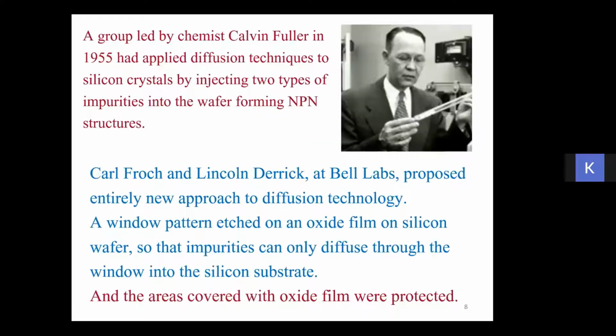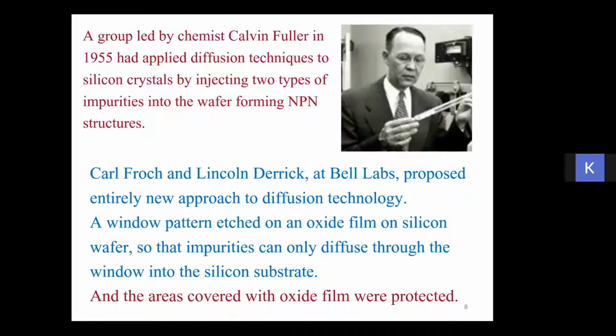So if you look again, a group of, you can say, chemists formed an NPN structure in 1955. They basically inject two types of dopants, P and N dopants, by diffusion technology. And later on, not later on, actually during that time, two engineers from Bell Lab, one is Frosch and another is Derick, gave a new idea. What they propose is that you can have selective area doping.